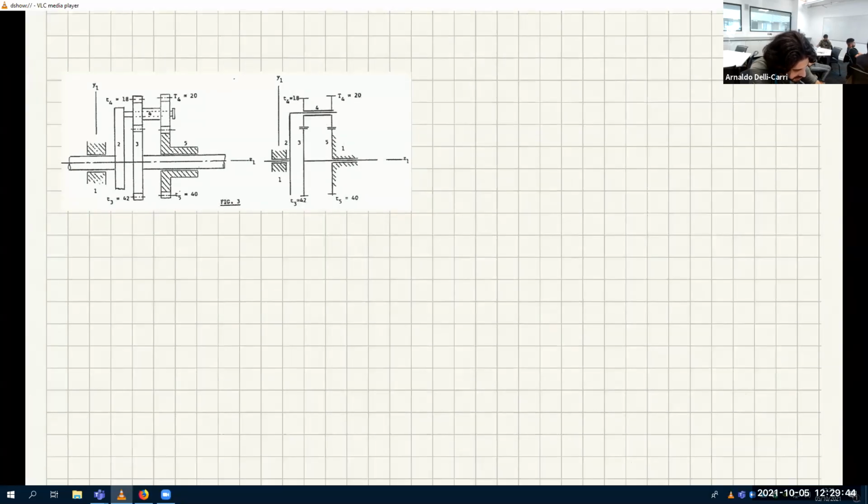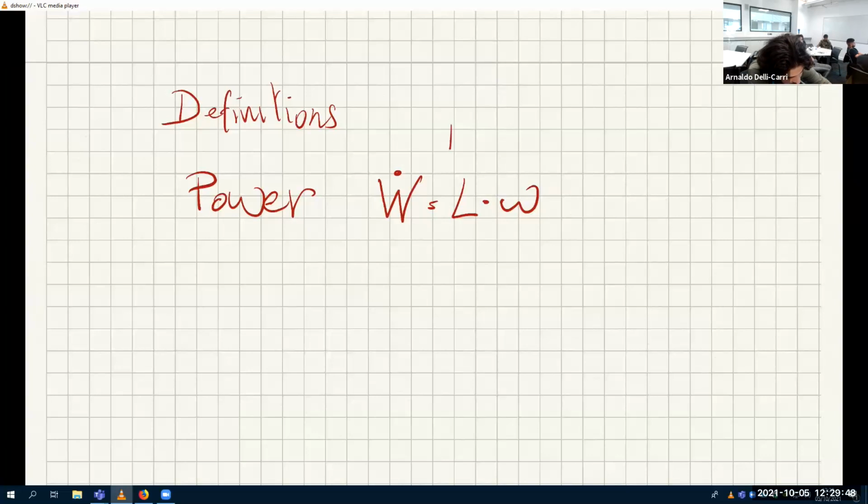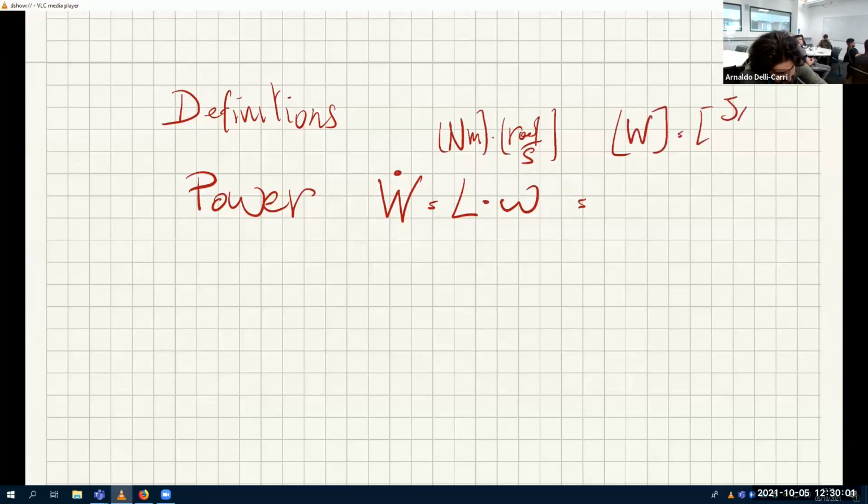Okay, so again, don't get confused over just symbols. This is Newton meters. This is radians per second. And so this is equal to watts. Okay, watts is joules per second. All right, what is joules? Joules is also Newton meters, force times distance. Okay, this is the first equation. Equation 1 is the definition of power.